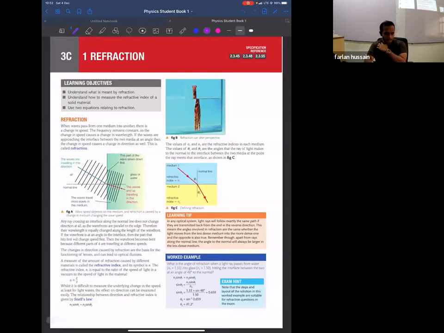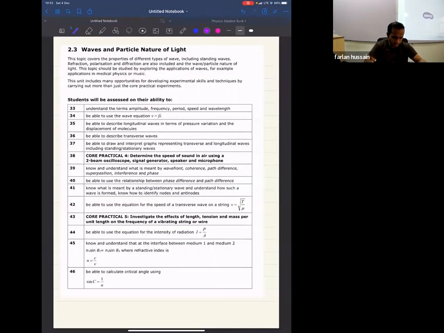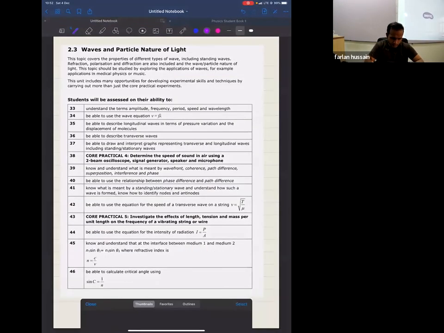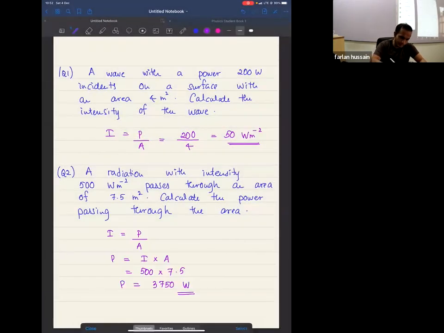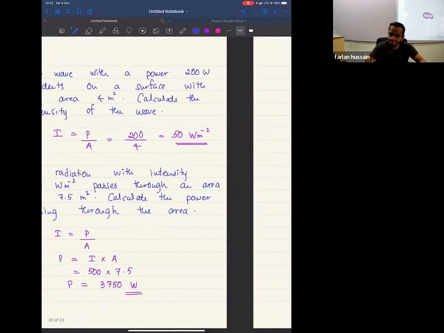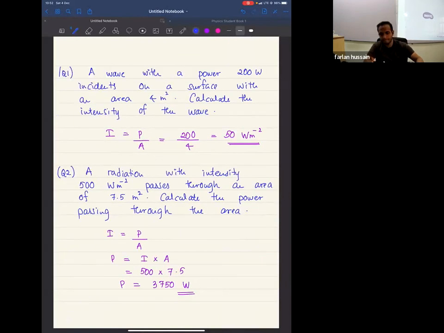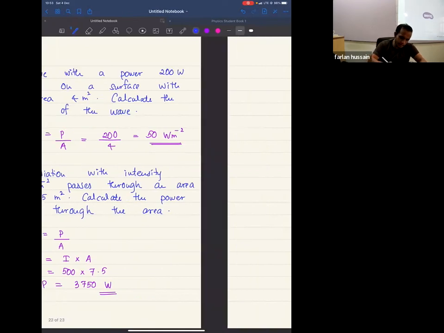Okay, guys, write down the next subtopic: refraction of light. Can you go to the previous page for a second? Okay, sir. Thank you. Refraction of light.